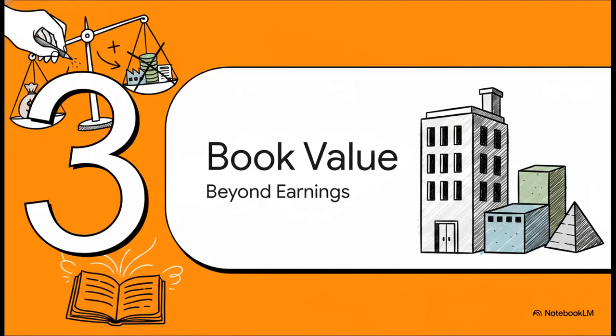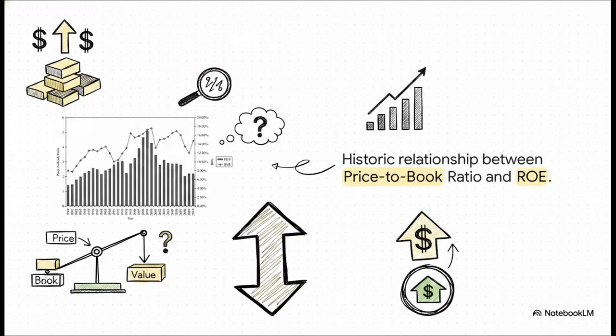Section 3. Beyond earnings, taking a look at book value. What if we want to value a company not based on what it manages to earn, but on what it actually owns? Historically, there is an absolutely fascinating relationship between a company's price-to-book ratio and its return on equity, or ROE. Over time, these two metrics track right alongside each other beautifully.